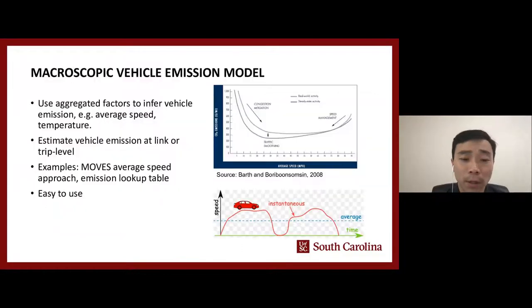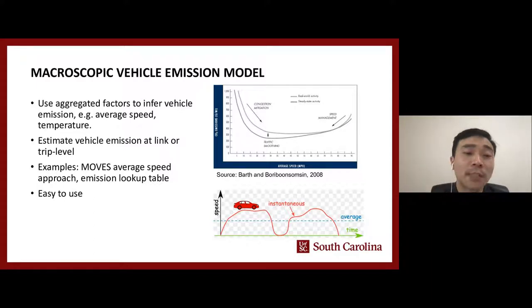The macroscopic vehicle emission models normally use aggregated factors to infer vehicle emissions, such as the average speed of vehicle or ambient temperature. And most of the time, they estimate emission rate at either road link level or at a trip level. Examples of this kind of model are the MOVES average speed approach, which is essentially an emission rate lookup table. As I show in this figure, it shows a relationship between the CO2 emission rate as a function of the average speed.